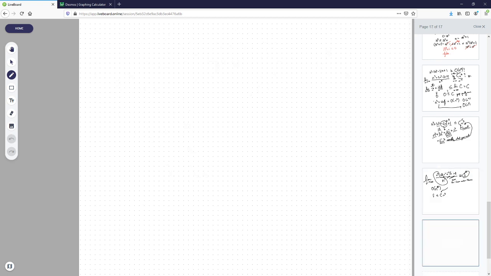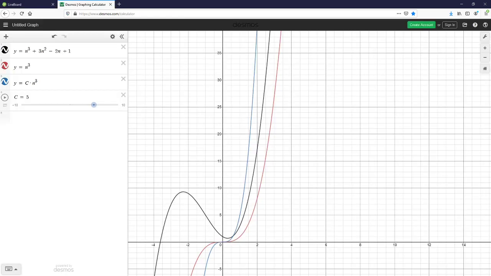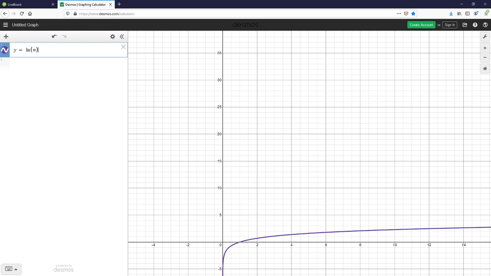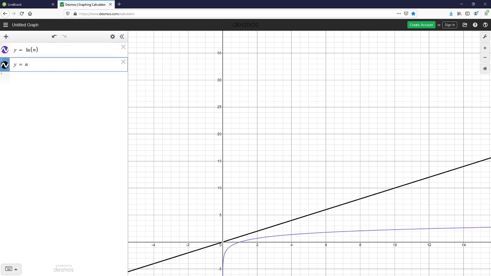All right. I want to show this. So first, is this true? I don't know. Let's graph. Here's y equals natural log of n. Here's y equals n.